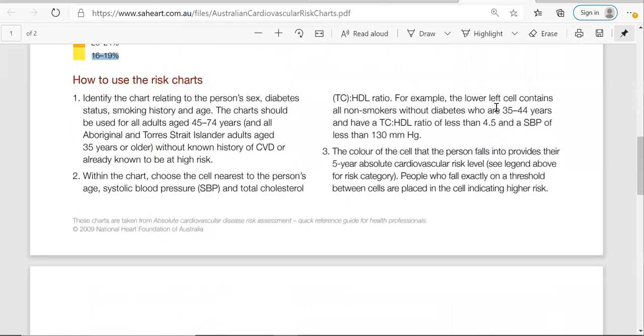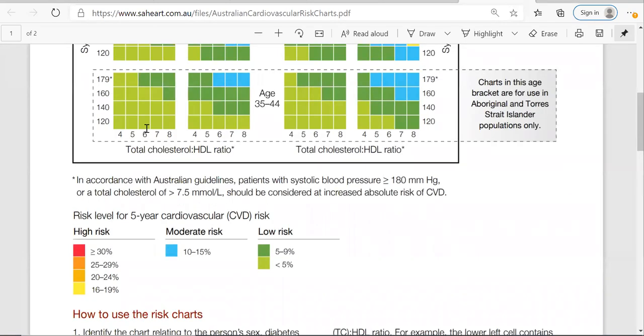All right, so you see that whatever I said is written here. For example, the lower left cell contains all non-smokers without diabetes who are 35 to 44 years, have a cholesterol ratio less than 4.5, systolic blood pressure less than 130. Okay, so that's the box they're talking about, the lower left box. So maximum is less than 130 and cholesterol HDL is less than 4.5.